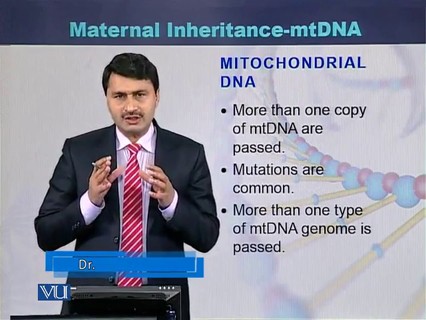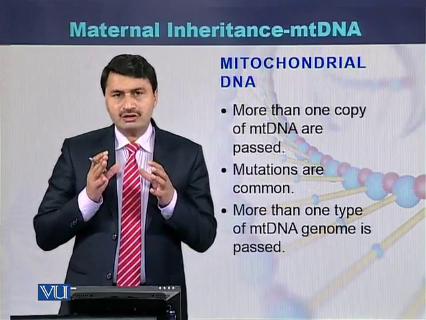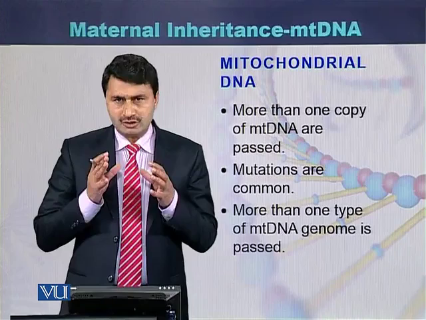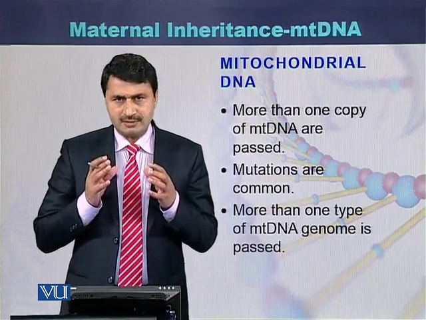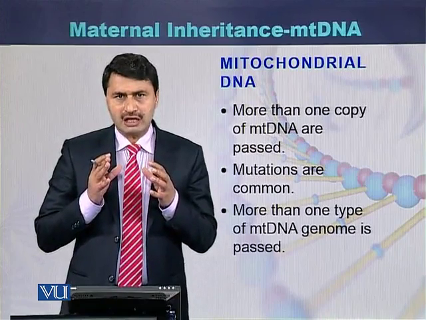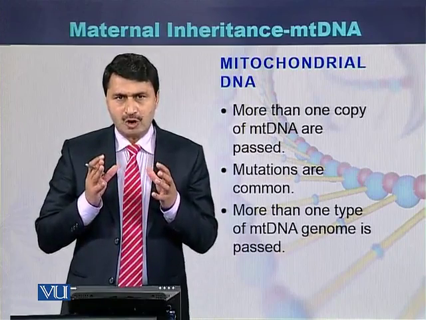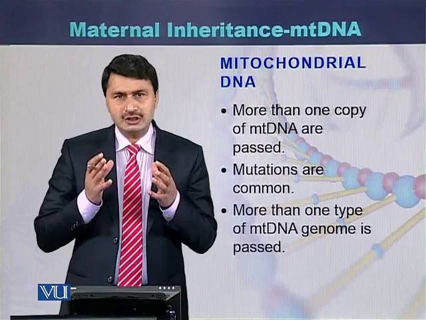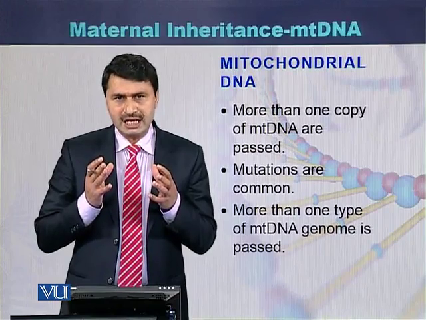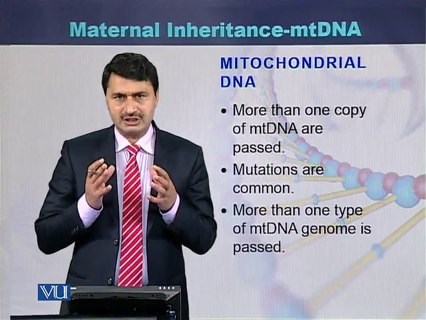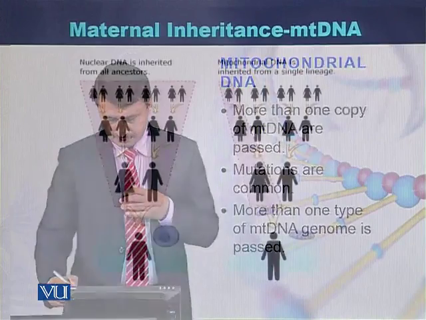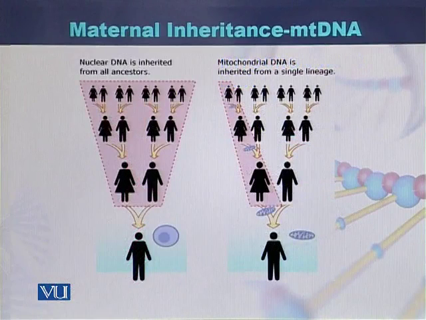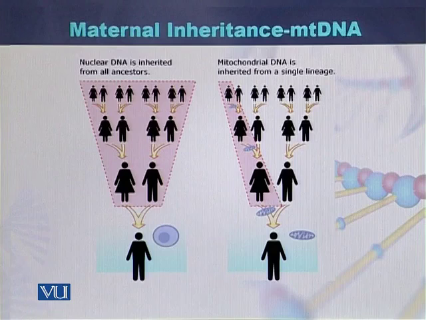In the case of mitochondrial DNA, more than one copy of the mitochondrial DNA is transferred. The mutation rate on the mitochondrial DNA is common, and more than one type of the mitochondrial DNA genome is passed to the next generations through the mothers. This is the pattern of inheritance of mitochondrial DNA through the mother.